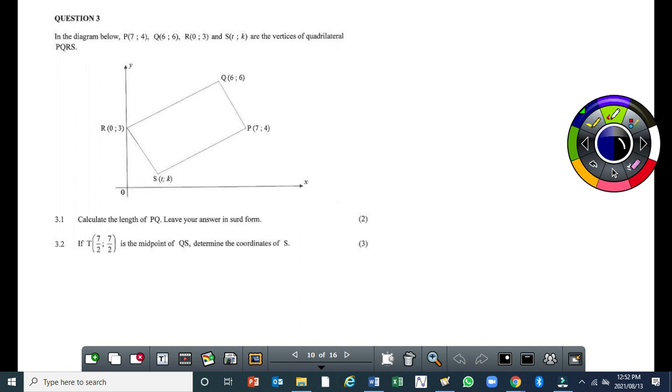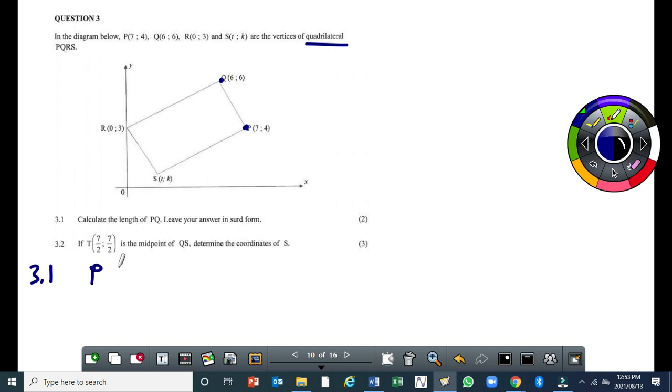Okay, so we're given the diagram with the quadrilateral, which is PQRS. The first question says calculate the length of PQ. So this is our point P, that's point Q. If we want to calculate the length, that will be straightforward.